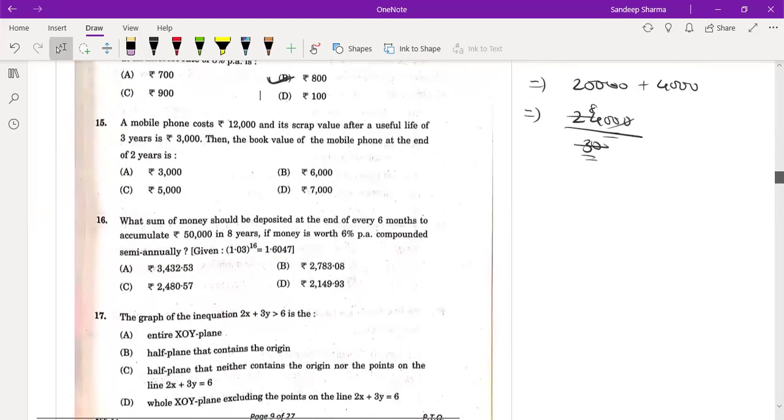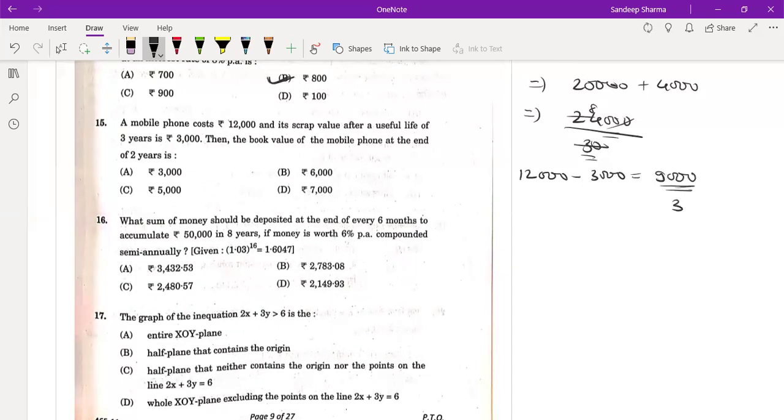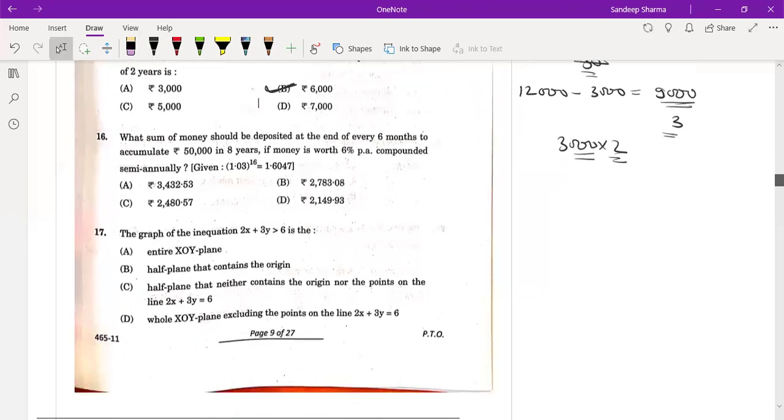Okay. Next question. A mobile phone costs 12,000 and its scrap value after a useful life of 3 years is 3,000. Okay. After 3 years, scrap value is 3,000. So the difference amount will be 12,000 minus 3,000, that is 9,000. And it's in 3 years, so 3,000 per year. Then the book value of the mobile phone at the end of 2 years. 2 years means multiply by 2. So option B, 6,000 should be there. Let us move to the next question.